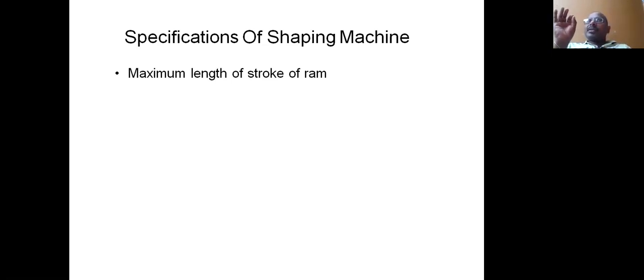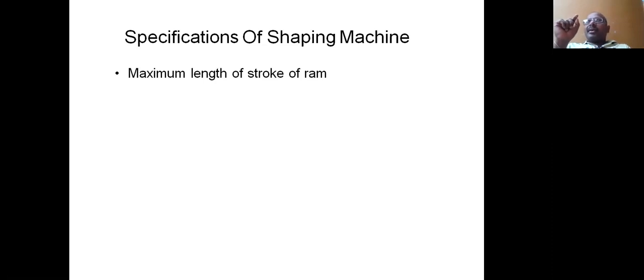That's why, based on the requirement, first we are supposed to specify the maximum length of stroke of the ram. By altering the quick return mechanism or the driving mechanism, the length of stroke may be adjusted from a minimum value to the maximum value, but it is not possible to increase the movement of the ram beyond that maximum length of stroke.